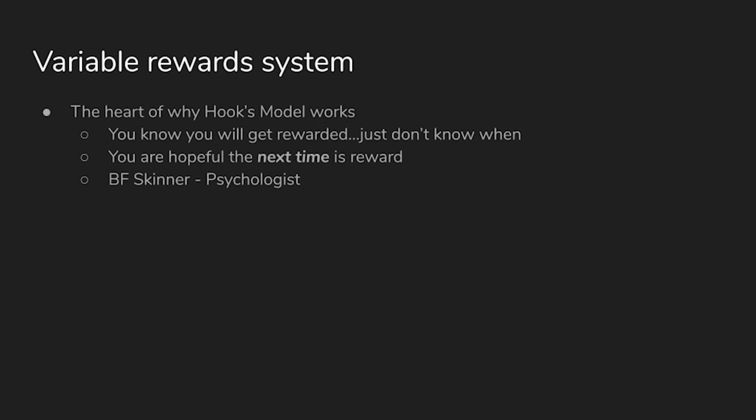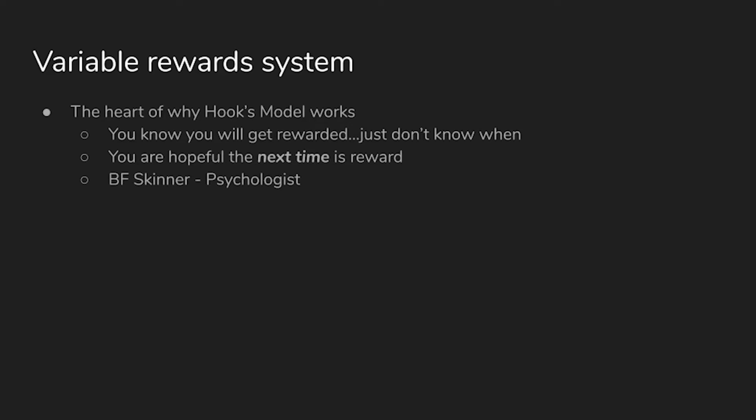The variable reward system, this is the heart of why Hook's model worked. Hook's model, did you mention Hook's model before? The book. The book, right. Hook's model was based off of B.F. Skinner's findings of the variable reward system. What he found was it is better to change when you reward someone and never let them know exactly what their reward's going to be. He found this out using mice.